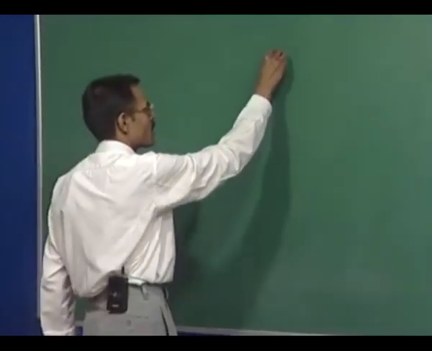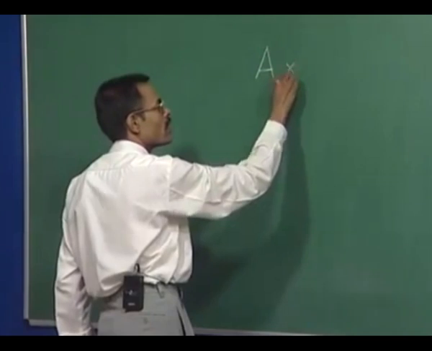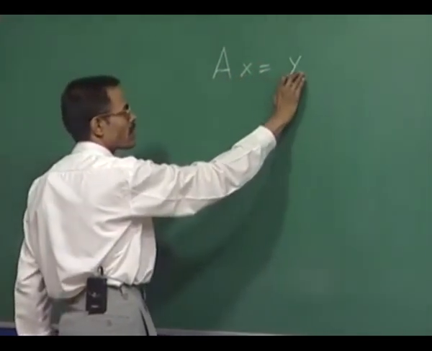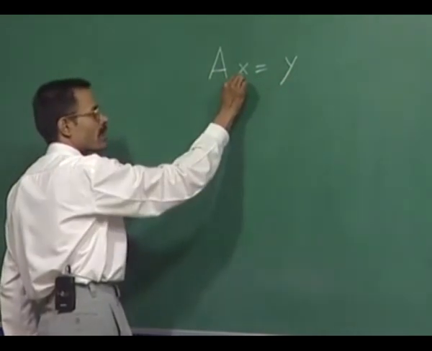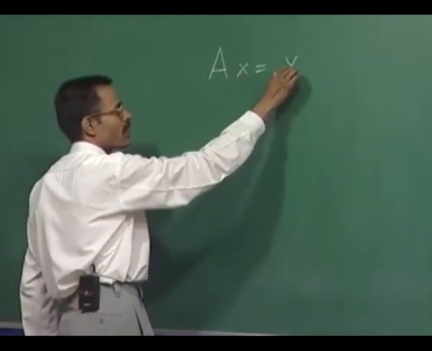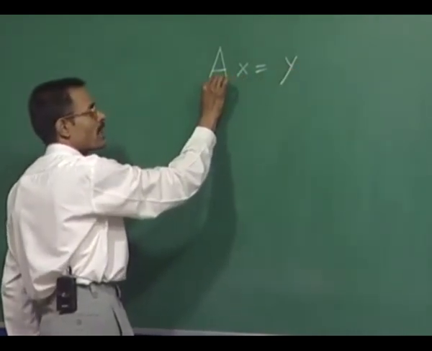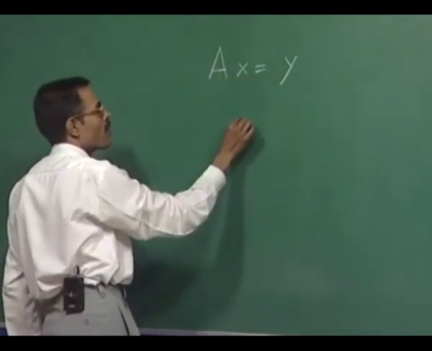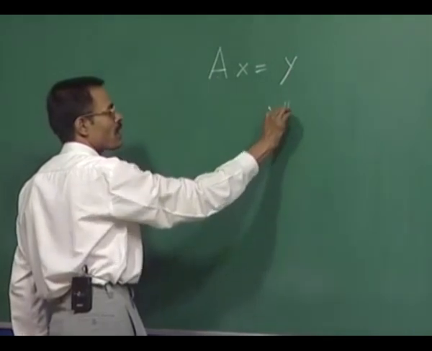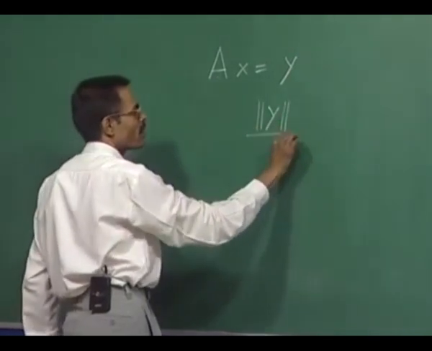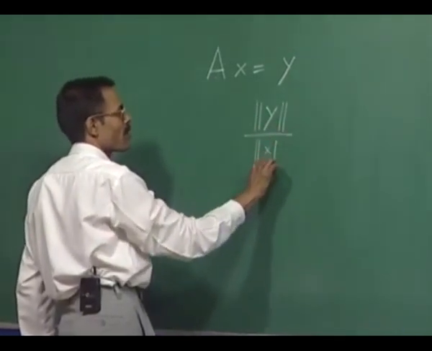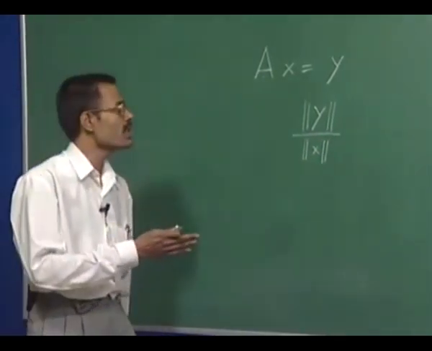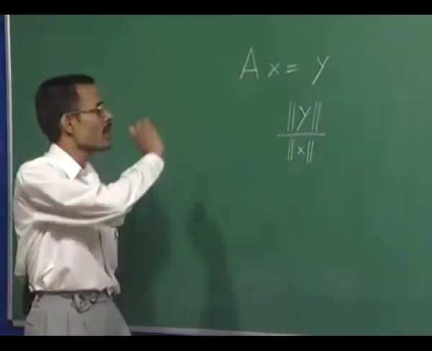The task of a matrix is to multiply a vector and give another vector. This vector has a size and this vector has a size. Matrix A will possibly produce a magnification in the size. So, that magnification will be size of the resulting vector divided by size of the original vector, and that in a way could be considered in some sense the size of a matrix.